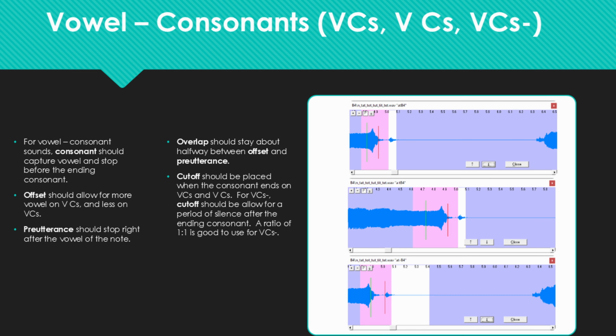For middle VCs, the offset should be placed more so on the vowel and less on the consonant. The consonant should capture everything up until the consonant, leaving some white space between the cutoff. The pre-utterance should stop right after the vowel, and the overlap should be halfway behind it.